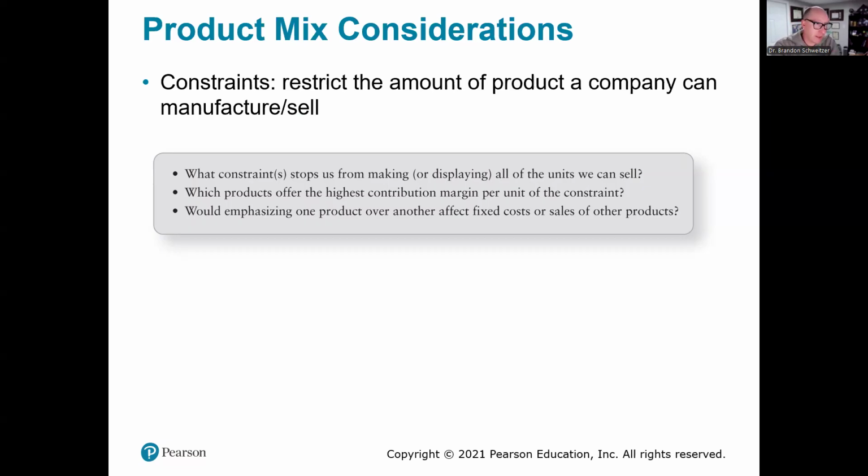Now, the way we typically do this is based off of our product mix ratio. So we need to consider a couple of things. What constraints are stopping us from selling all the units? What products offer the highest contribution margin? What emphasis on one product over another? What effect would it have on the other products? Right, great questions. So things we need to consider.